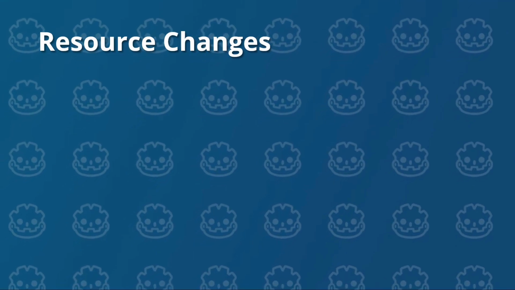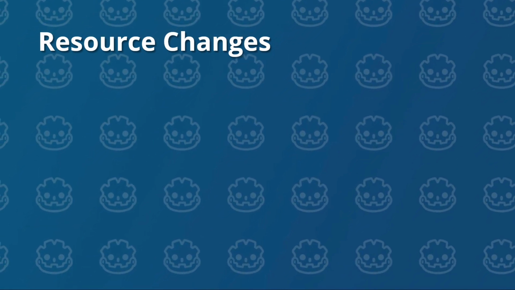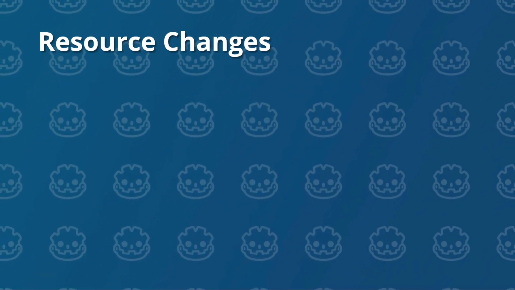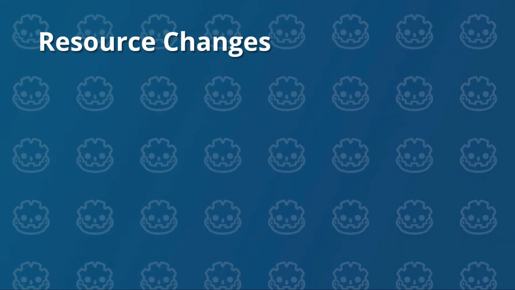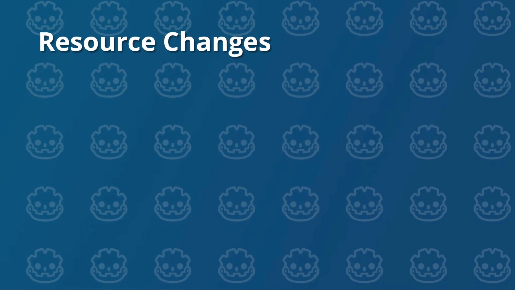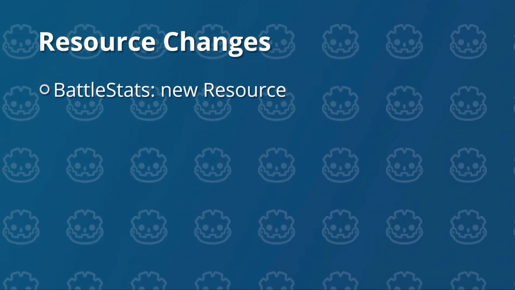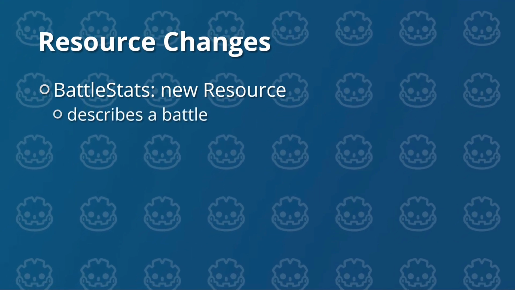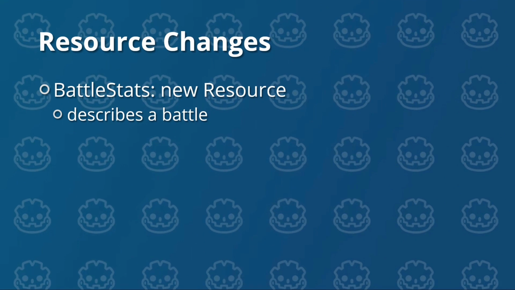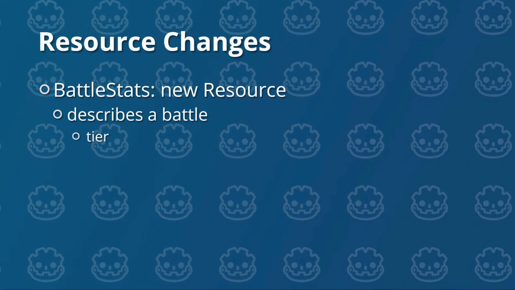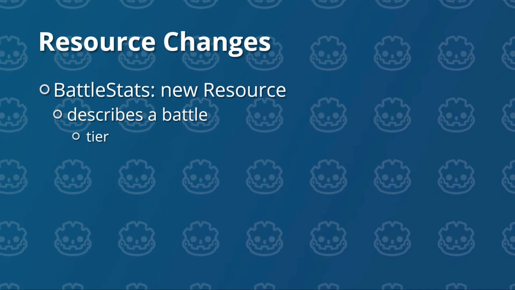So let's talk about the changes in terms of architecture and data first. In this episode, we'll have a bunch of data related changes, namely introducing 2 new resources and hooking them up with the different systems which are already in place. One of those new resources is called BattleStats, and the BattleStats resource will describe a battle. So how do we describe a battle? First of all, battles will have a tier number associated with them, 0 being the easier fights at the beginning of a map or a run.